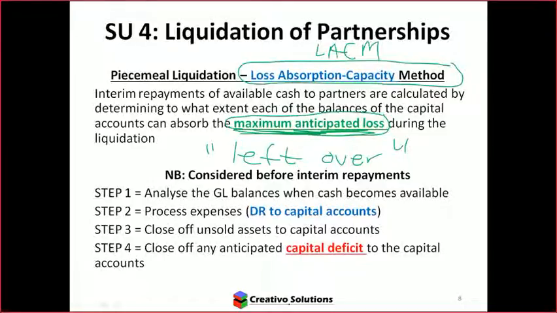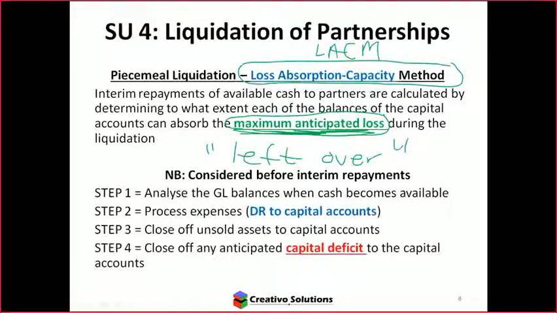There are some steps that you can follow. The steps are quite easy to do when you actually see the questions because it always focuses on closing off accounts. So the accounts that we first have to close off are partner-specific accounts. One example could be current account. That's a partner-specific account. Can you think of other partner-specific accounts?